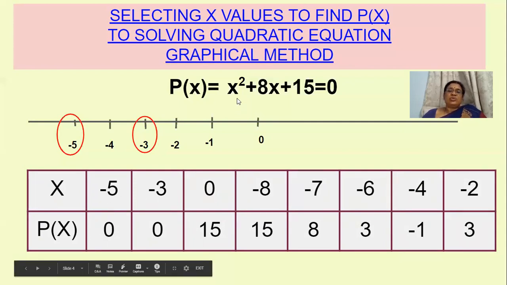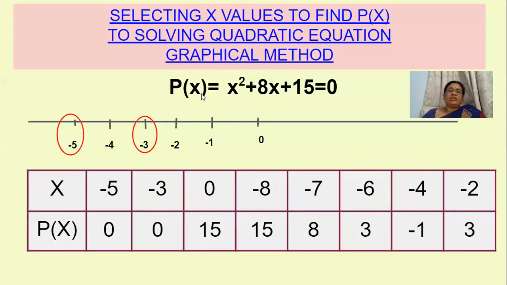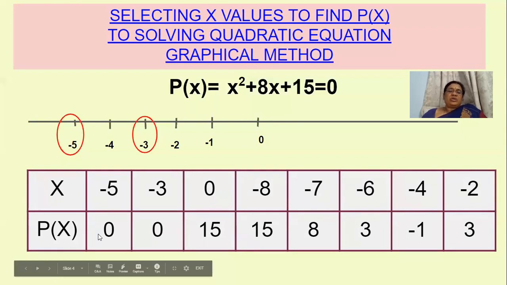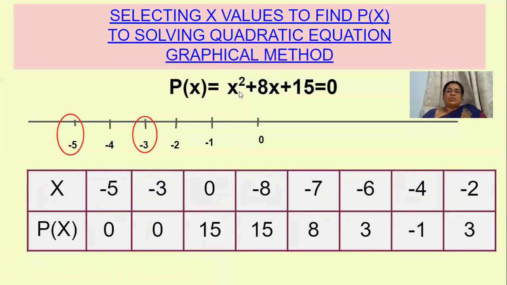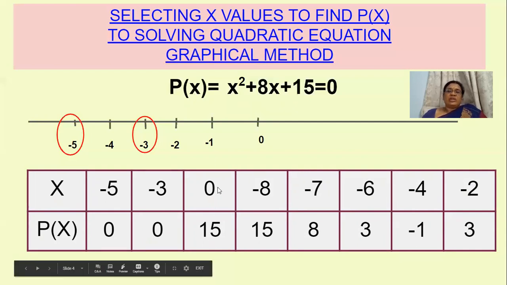There is no need to put this x value and find the p of x value. Directly you can put that p of x will be zero for these two x values. And when x is 0, this term will become 0, so the p of x will be 15.